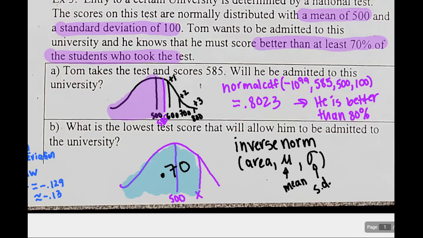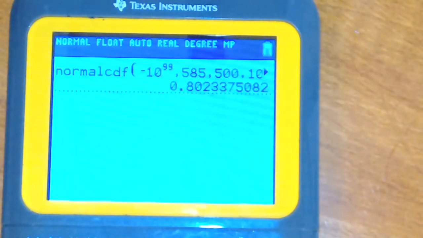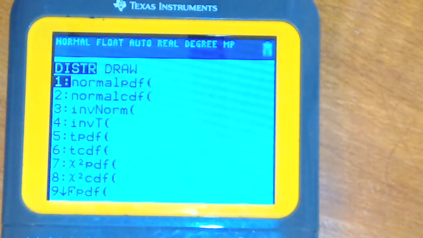So we're going to type in the inverse norm for 0.7. My mean was 500 and my standard deviation was 100. And it's going to give me back the value. We find this in the same spot on the calculator. So I go back to second and distribution, just like the other one. And you see number 3 right here is your inverse norm.